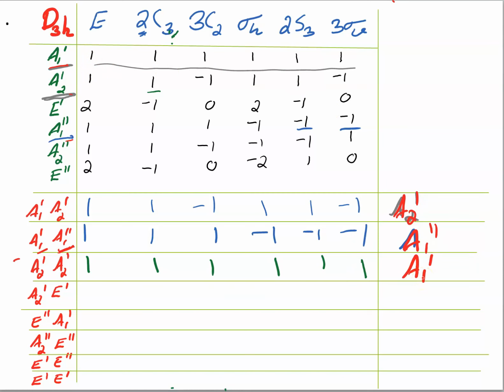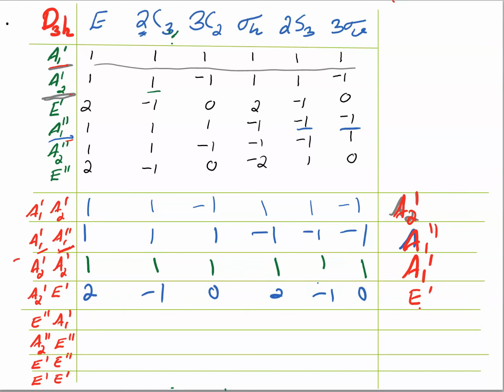That is A1 dash. Okay, clear. Now we are multiplying A2 dash with the E dash. Where is A2 dash? This is A2 dash. Where is E dash? This one. So 1 into 2. This is 2. 1 into 2. Then 1 into minus 1, minus 1. Minus 1 into 0, 0. 1 into 2, 2. 1 into minus 1, minus 1. Minus 1 into 0, 0. Which matrix is that? 2 minus 1 0. This is E dash itself.